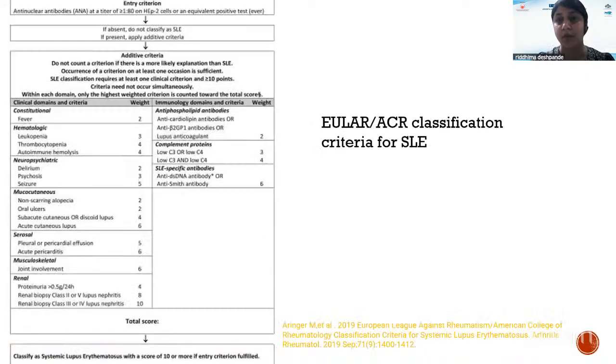Now, according to the EULAR classification criteria of SLE, the entry criterion, that is ANA, has to be positive. If it is not positive, then it does not classify as SLE. And if it is positive, then you have to apply the other additive criteria. Now, these additive criteria need to be present on at least one occasion, and each of the criteria has been awarded a weightage. And to classify as SLE, you need a score of 10 or more if the entry criterion is fulfilled.